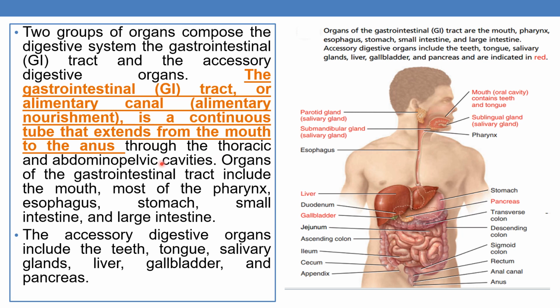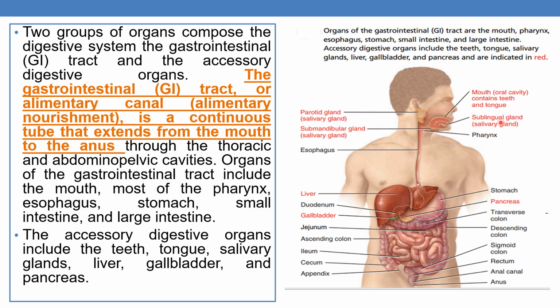It runs through thoracic and abdominopelvic cavities. We have discussed about the cavities in the previous class. And organs of gastrointestinal tract include mouth, most of the pharynx, esophagus, stomach, small intestine and large intestine. Whereas the accessory digestive organs are indicated in the red color. Accessory digestive organs include teeth, tongue, salivary glands, liver, gallbladder, pancreas. Here you can see mouth is also indicated in the red color in the diagram. Though he is adding mouth as an organ of the gastrointestinal tract because it contains teeth, tongue and salivary glands.